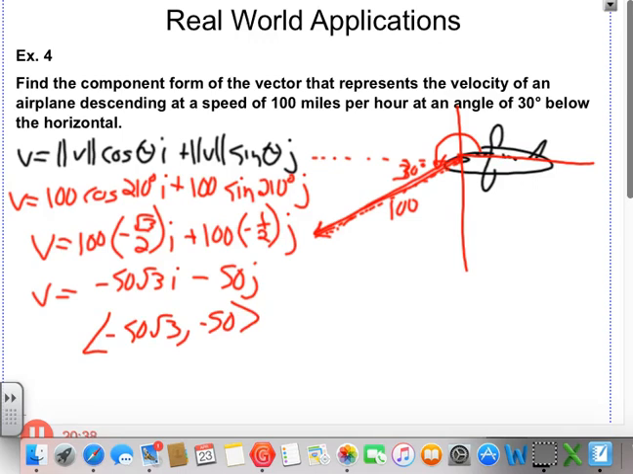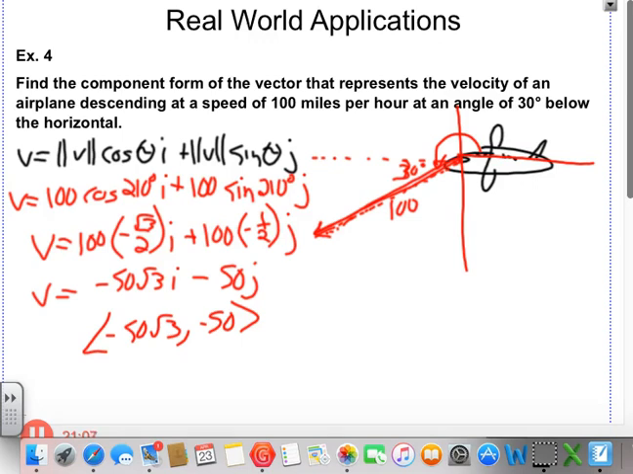Now, if you did it with the plane going towards the right, going down at a 30-degree angle, you're going to get essentially the same values, but you would have positive 50 square root of 3, negative 50. That just tells you a different direction that the plane would be going in. So this vector accounts for the direction, and it also accounts for the magnitude, the speed that the plane is traveling at.